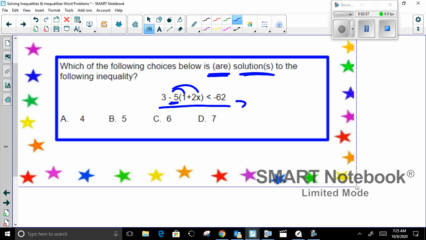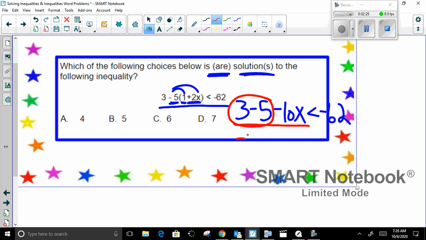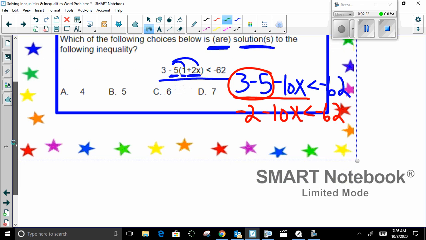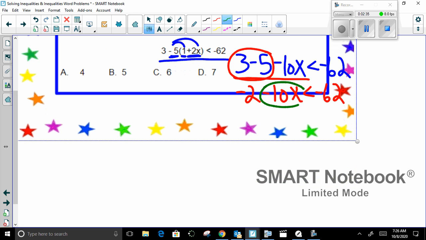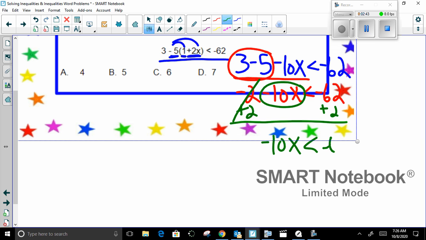So leave my 3. Negative 5 times 1 is minus 5. Negative 5 times positive 2x is minus 10x. And then I have my less than negative 62. Now on the left side, do I have any like terms? It looks like I do. 3 minus 5 is negative 2. So negative 2 minus 10x is less than negative 62. Can't touch negative 10x, so I get rid of negative 2, so add 2. So negative 10x is less than negative 60.